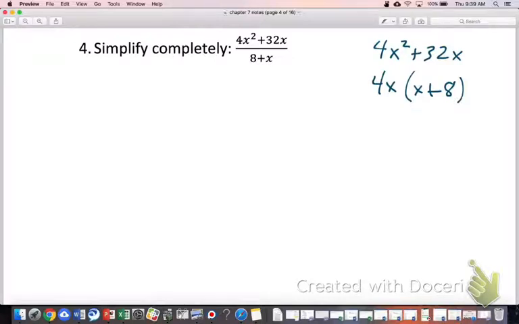So at that stage, I'd say that we've factored the numerator. So I'm going to put it back into the fraction here. So it's going to be 4x parentheses x plus 8 over. Now let's take a look at the denominator. X plus 8, 8 plus x. Can we factor that? Could we factor out a GCF maybe?